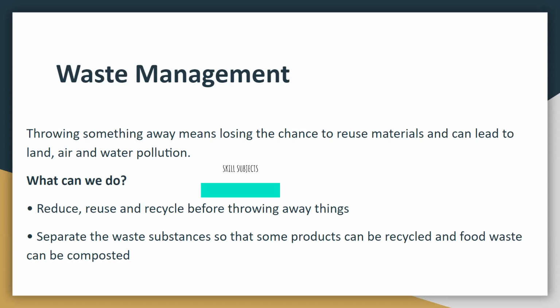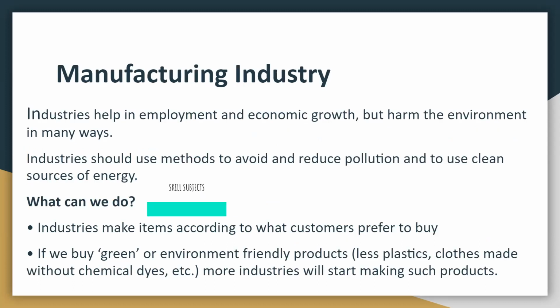Separate the waste substances so that some products can be recycled and food waste can be composted. As far as the food waste is concerned, it can be used to prepare compost. So not cooked food, but uncooked food, fruit and vegetables, can be used for preparing compost.